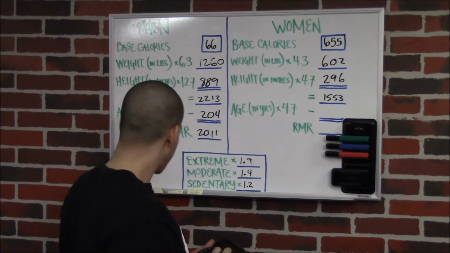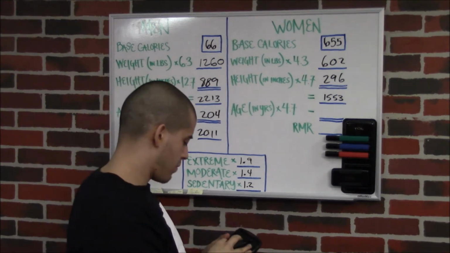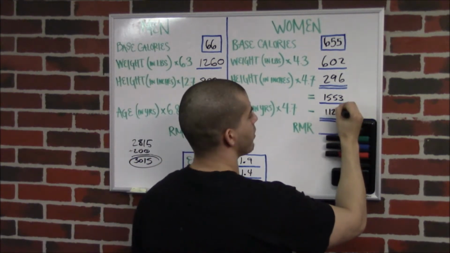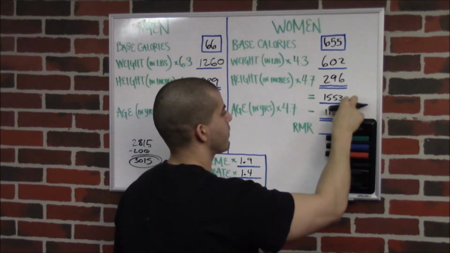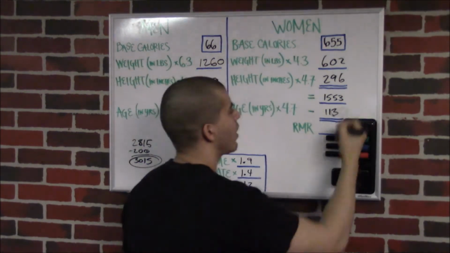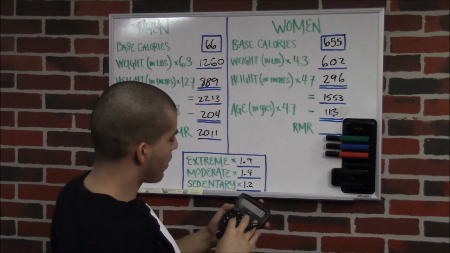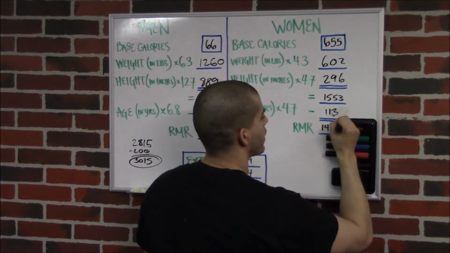And then her age, she is 24 at the moment of this video. And that gives us minus 112.8, okay? We'll say 113 to make it easy. Alright, so 1553 minus the 113, her RMR is 1440.